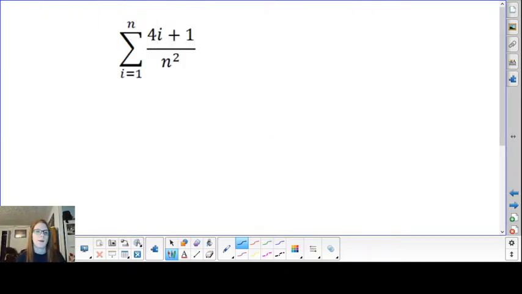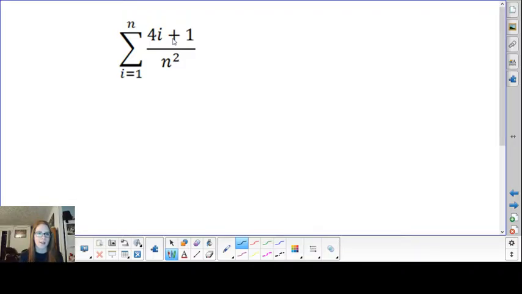So, yesterday we also talked about how my lower bound, or my index, had to match whatever was in my summation. Well, if you notice, I have two different letters in there. I have i and n. So what I need to do is take this summation and turn it into something with just n's to make my life easy.